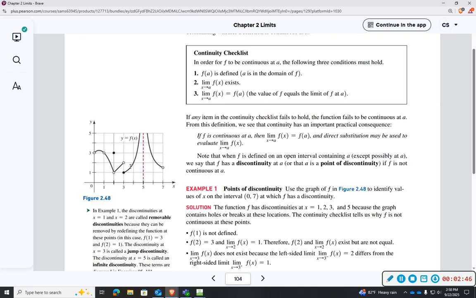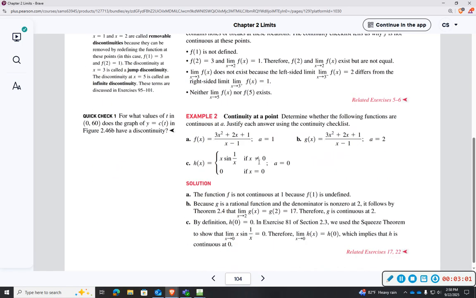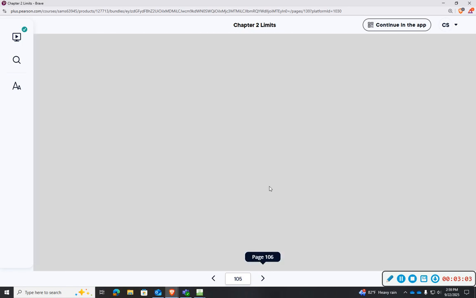Same thing with asymptotes. If you have an asymptote, there's a break. You have to pick your pencil up to go on the other side of the line. You can look at all of these, and it talks about removable discontinuities, jumps, and infinite discontinuity. You see a few examples here.